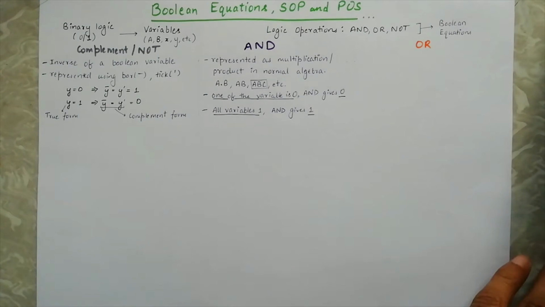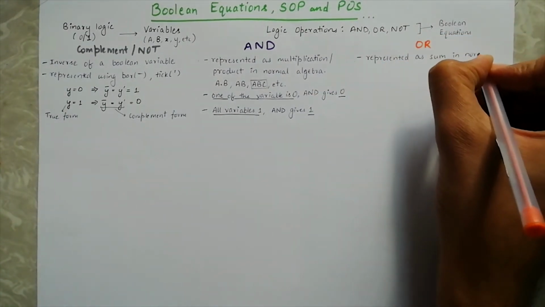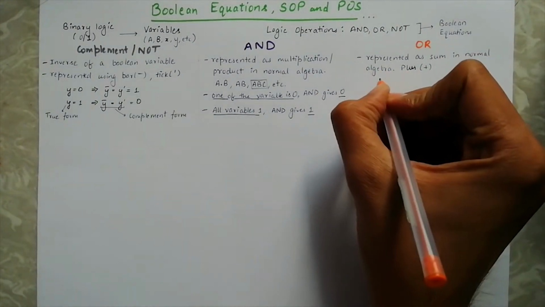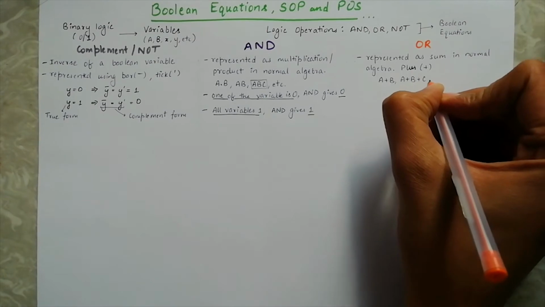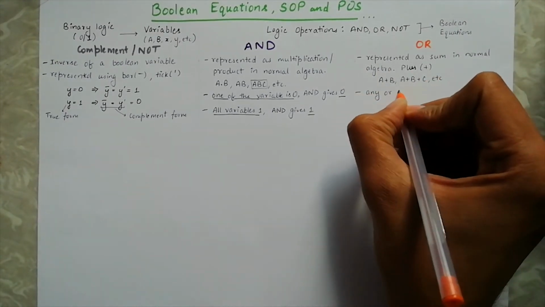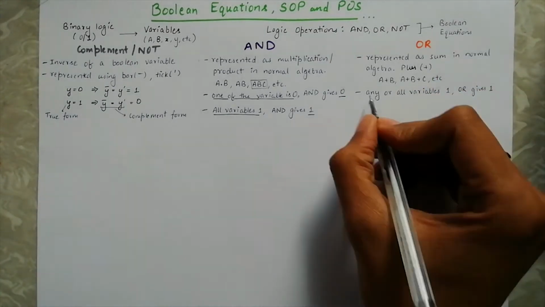OR between two or more variables is represented in the same way we represent sum in normal algebra, using a plus sign like a plus b plus c, etc. For this expression to evaluate to 1, any or all of the variables must be 1.